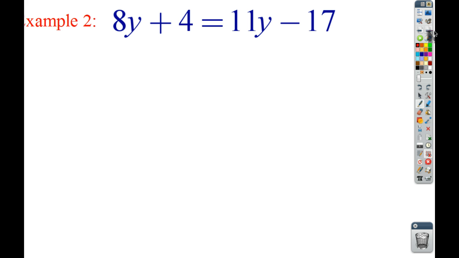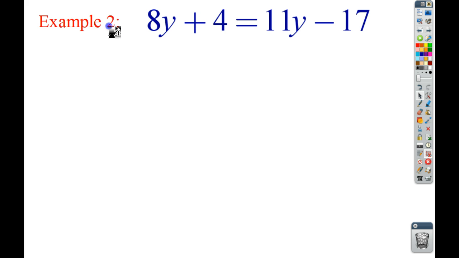All right, let's try another one. What I want you to do is ask yourself, what would be the first step here? If you're going to try to solve this problem, what would be your first step? What would you do first here?